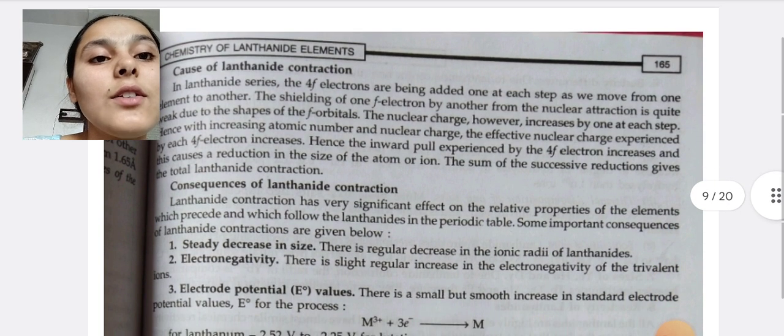Consequences of lanthanide contraction. Lanthanide contraction has a very significant effect on the relative properties of the elements which precede and which follow the lanthanides in the periodic table.